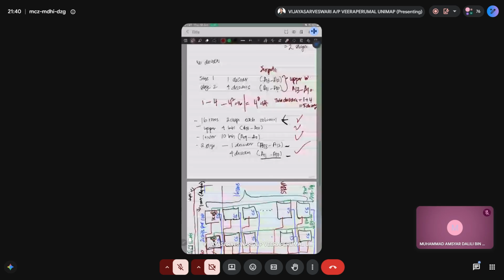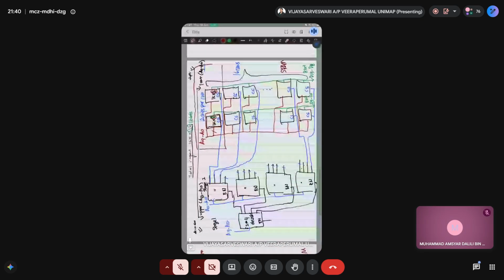Okay, now we already know that there are 16 rows, 2 chips per row, and we know the upper bits and lower bits, how many decoders we are going to use and how many stages. Now we can go for the designing part. First, you draw the decoders. The first stage uses only one decoder. The second stage uses 4 decoders because you have 4 outputs.